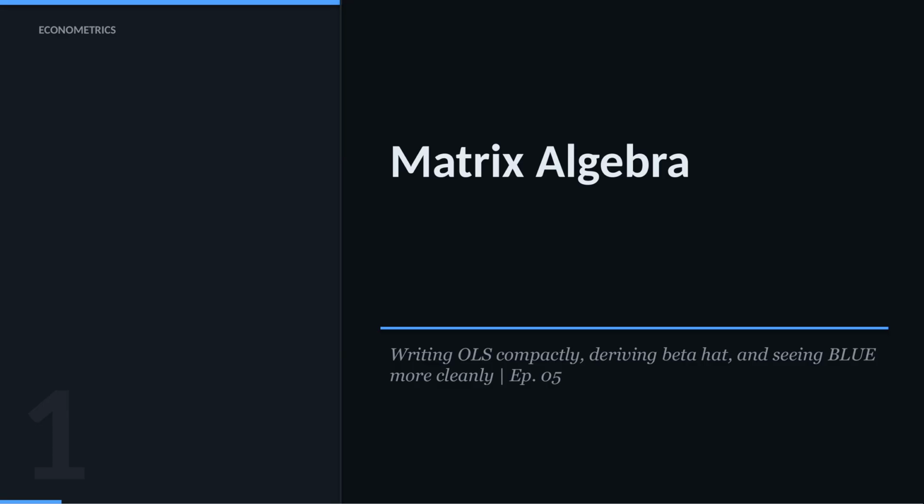In this episode, I want to show you how the familiar multiple regression model gets packed into vectors and matrices, how the OLS formula drops out in a neat compact form, and why the matrix version makes unbiasedness, variance, and BLUE much easier to see.